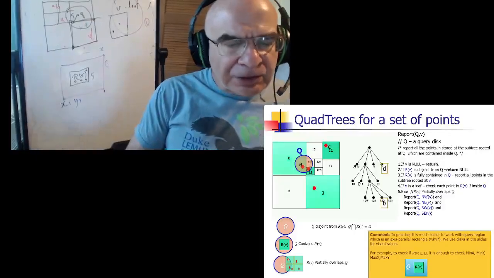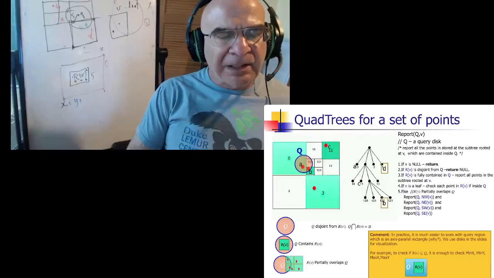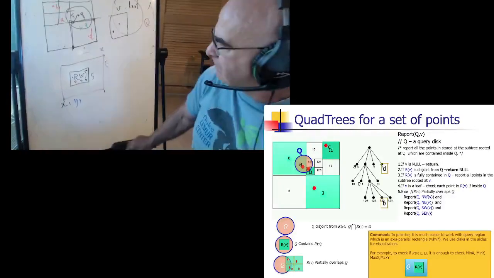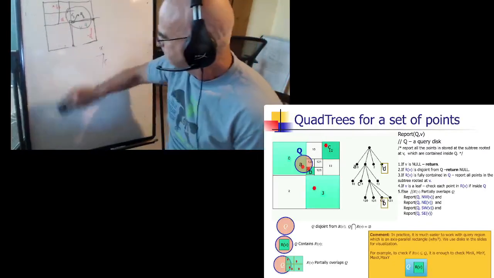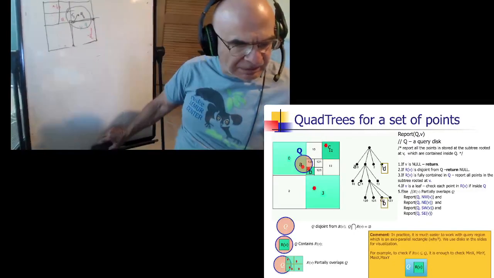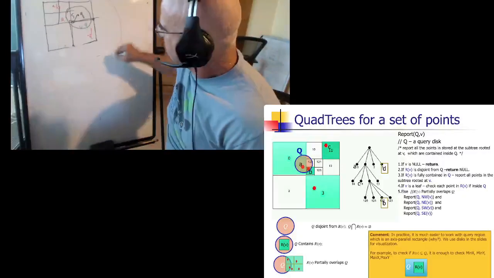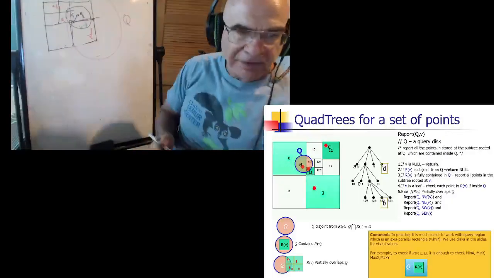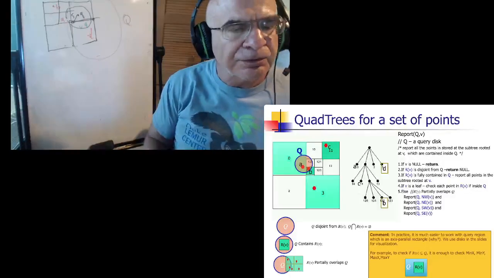Finally, in condition 5, what does case 5 mean? ROV partially overlaps Q. In this case, I start, possibly this is Q, one big disk. It overlaps the root, but it doesn't contain the region of the root.